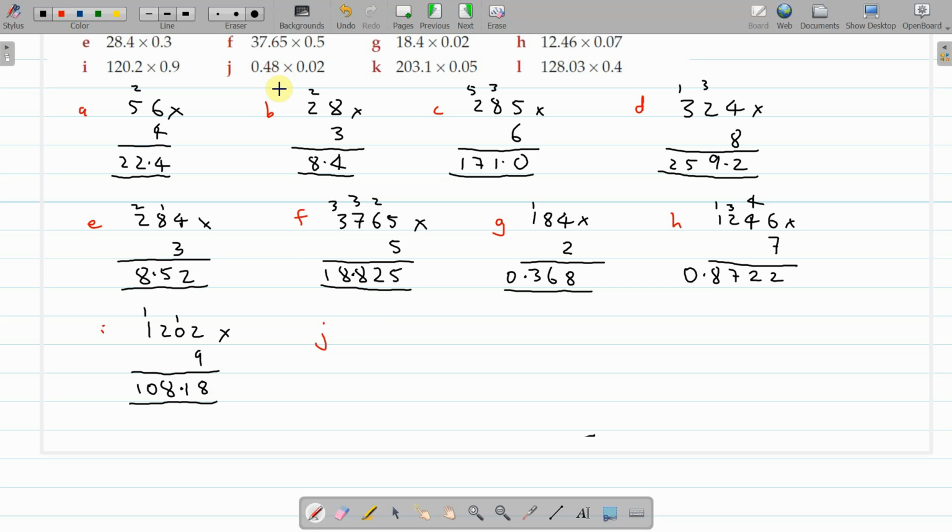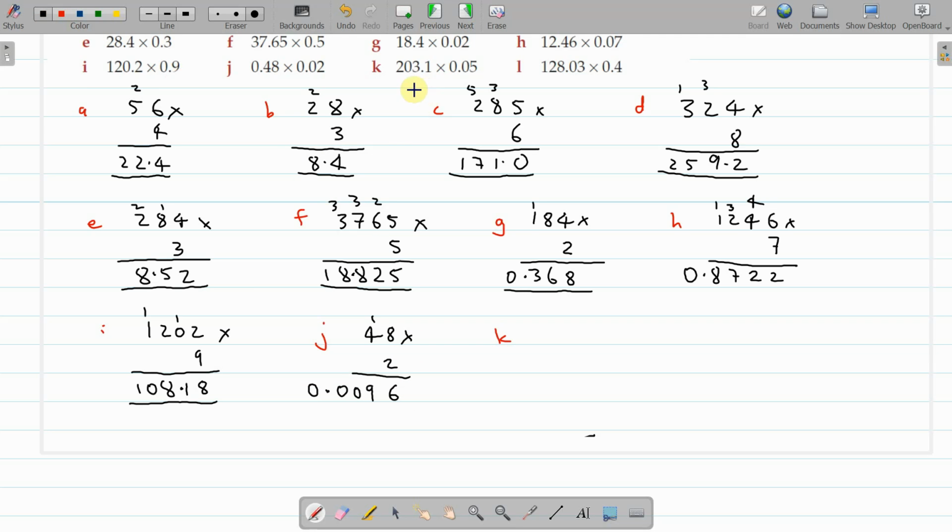Okay, 0.48. That becomes just 48. And 0.02 becomes just 2. 2 eights are 16. 2 fours is 8, plus 1 is 9. And we need 1, 2, 3, 4 decimal places. Okay, tricky. Because we need to add these zeros to give us the 4 decimal places. Okay, K.